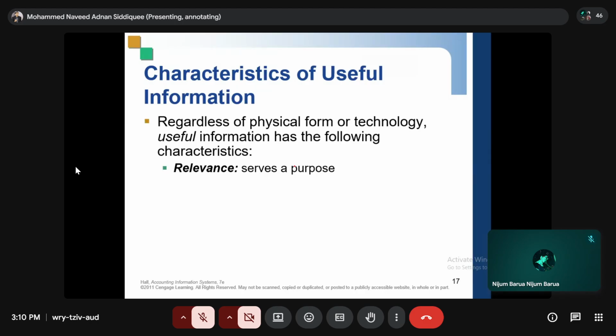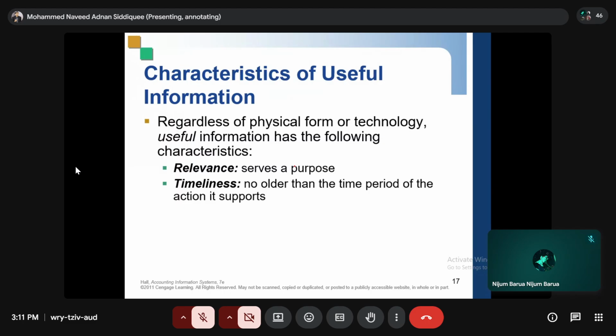So the idea is, whatever information you are processing, the data that you are processing into information, there needs to be an objective. There has to be relevance. It needs to serve a purpose, right? This is the first important characteristic of useful information.